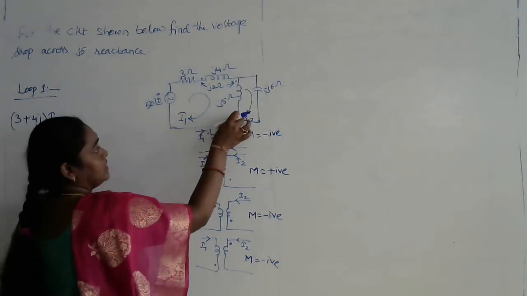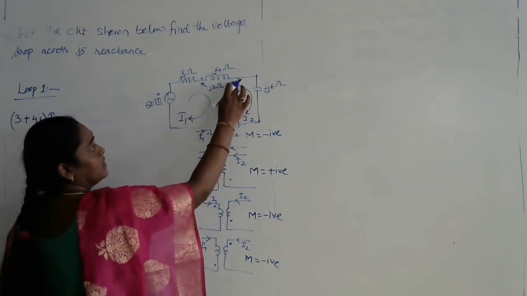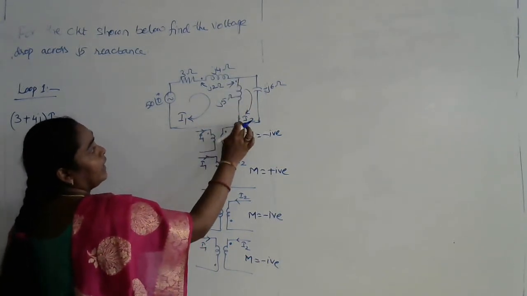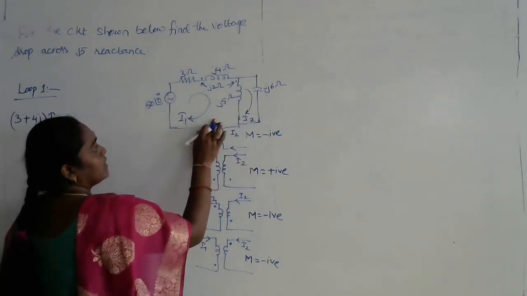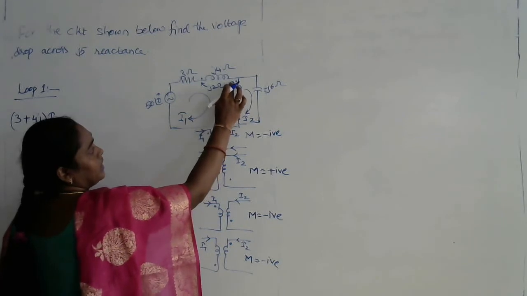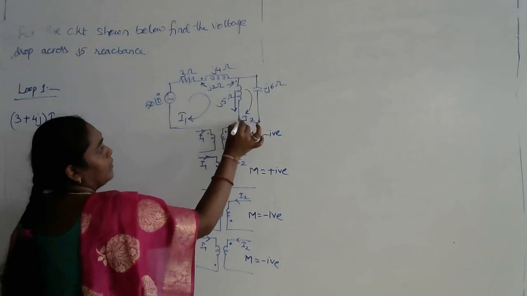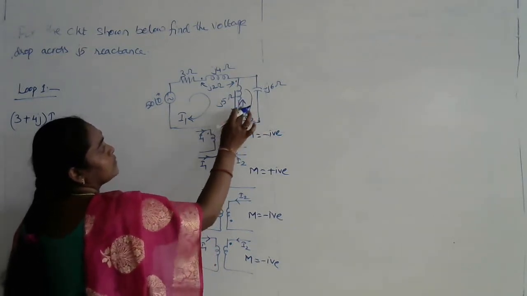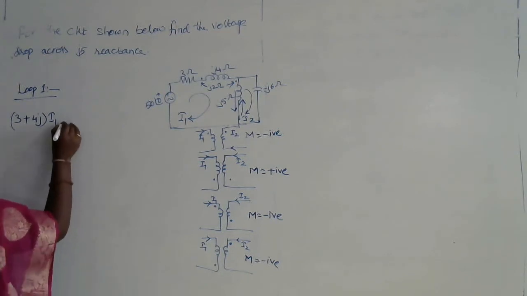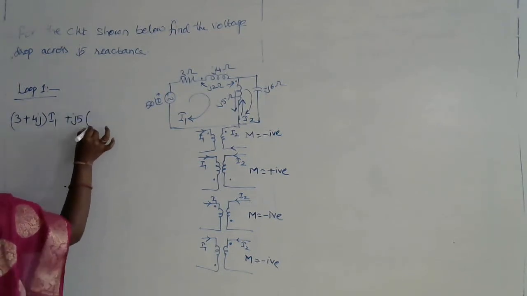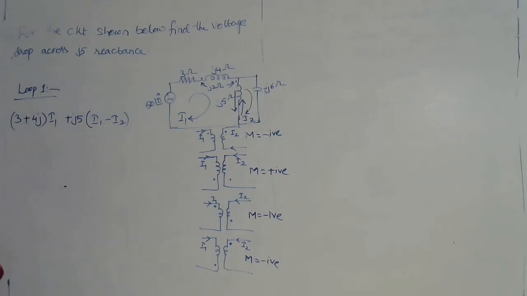But this inductance is present between I1 and I2. I1 current is flowing from dot to coil, I2 current is flowing from coil to dot. Or in the other way, I can say that this is I1, but I2 current is this way. As both the currents are in the opposite way, we need to write down the j5 term as plus j5 into (I1 minus I2).